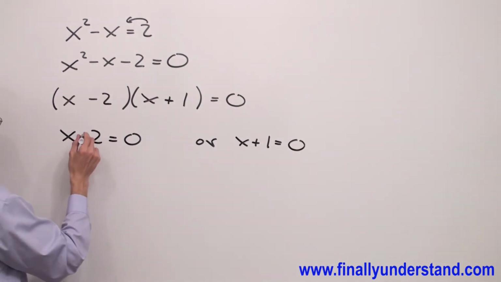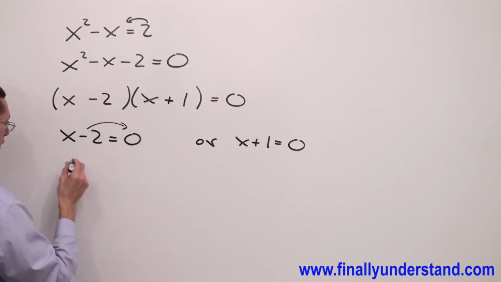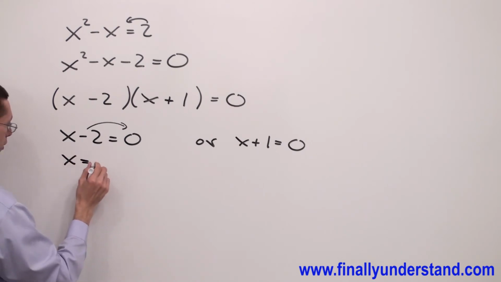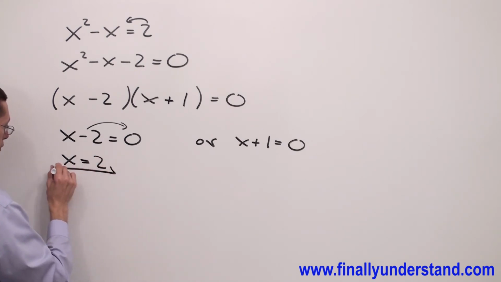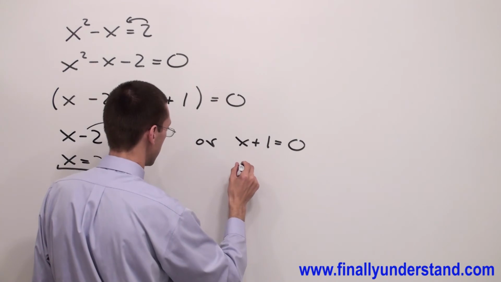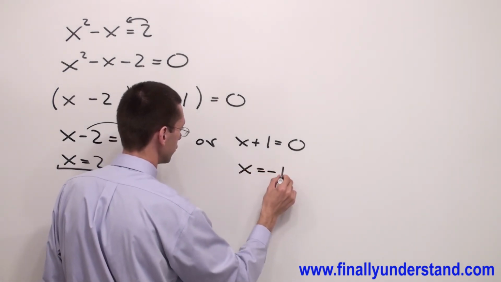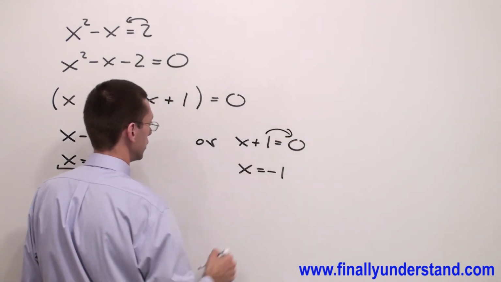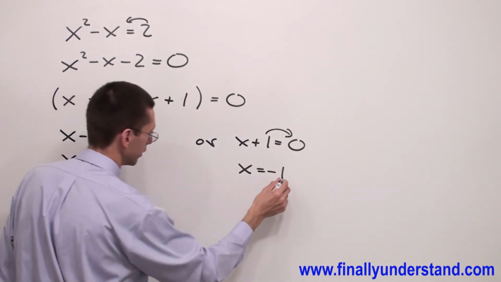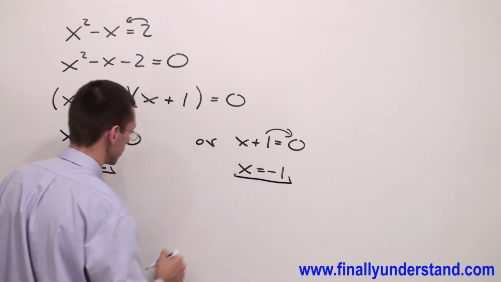In order to find the value of x, I have to move 2 to the right side, and I have x is equal to 2. This is my first answer. And I have x equals -1, because I have to move 1 to the right side. And this is my second root, or second answer.